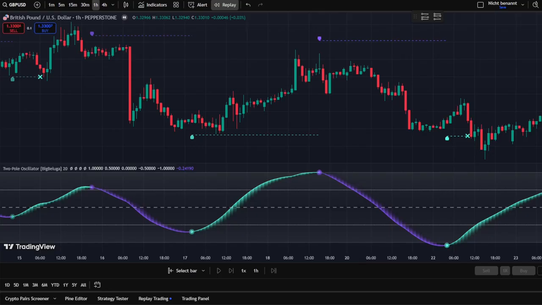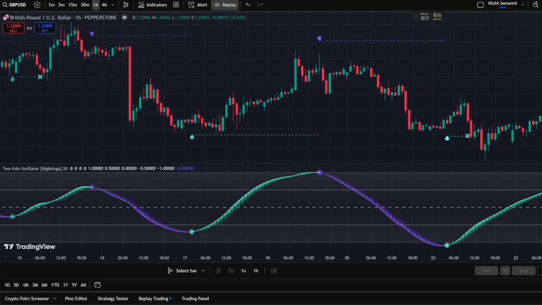Additional levels at the plus 0.5 and the minus 0.5 levels, and then we have extreme levels at the plus 1 and the minus 1 levels on the indicator scale. Our market is considered overbought if the oscillator goes above the 0.5 level. It can also be considered extremely overbought if the market goes above the plus 1 level, which offers higher probability of a pullback. Likewise, the market is oversold when the oscillator goes below the minus 0.5 level, and it's considered extremely oversold if it goes below the minus 1 level.